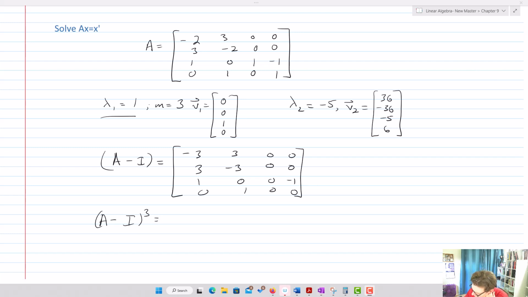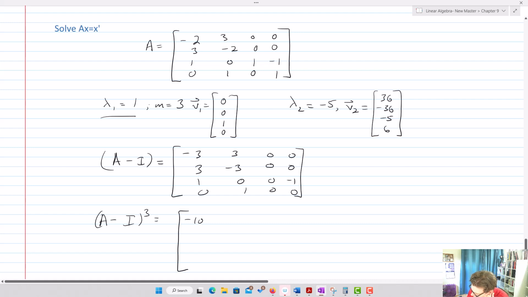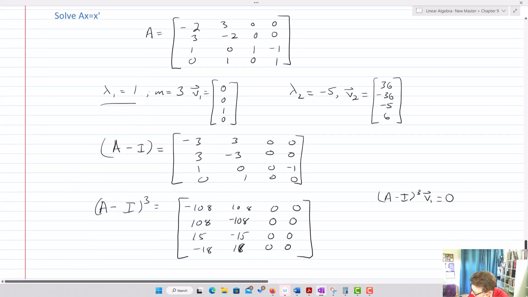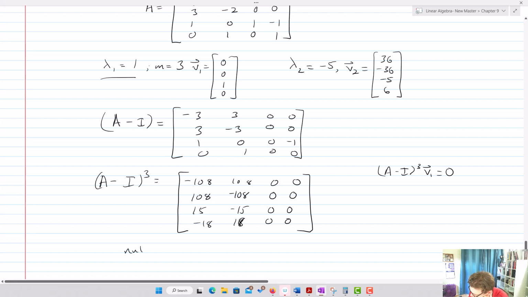negative 108, 108, 0, 0, 108, negative 108, 0, 0, 15, negative 15, 0, 0, negative 18, 18, 0, 0. Remember that we're going to need A minus I cubed times V1 to equal 0. So we need to find something that's in the null space of A minus I cubed, right? We're going to look for a null space of A minus I cubed.